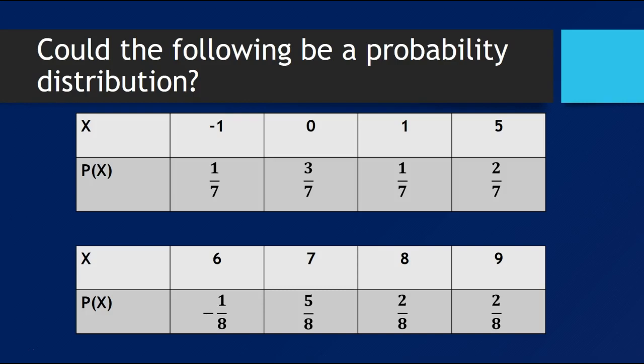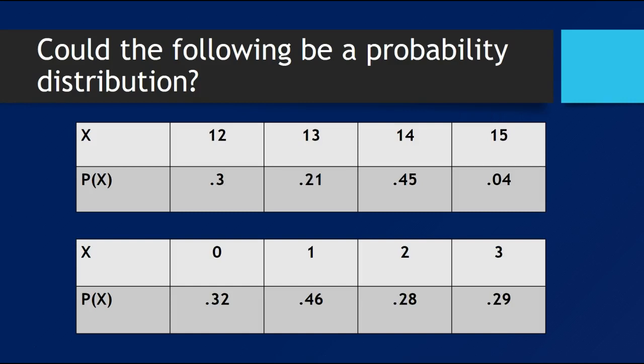Now I do want to point out that if you add up -1/8, 5/8, 2/8, and 2/8, they do add to 1. But that's sort of irrelevant because if we fail one of the facts, then it can't be a probability distribution, no matter what the second fact does. Again, push pause and look and determine if these can be probability distributions.